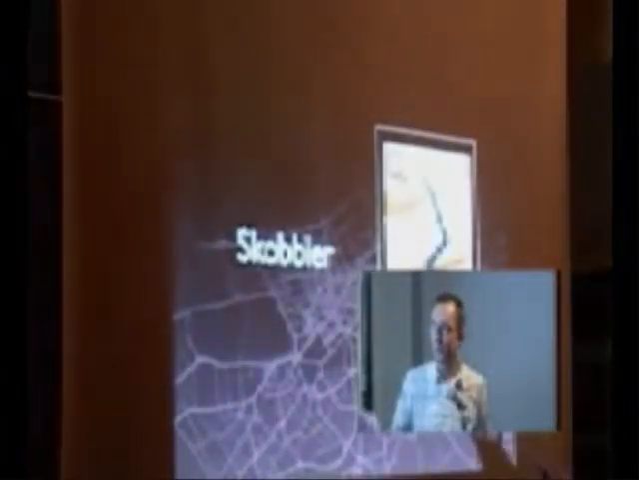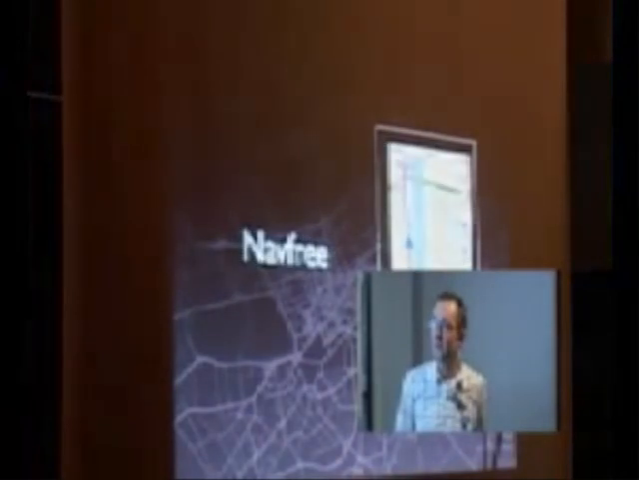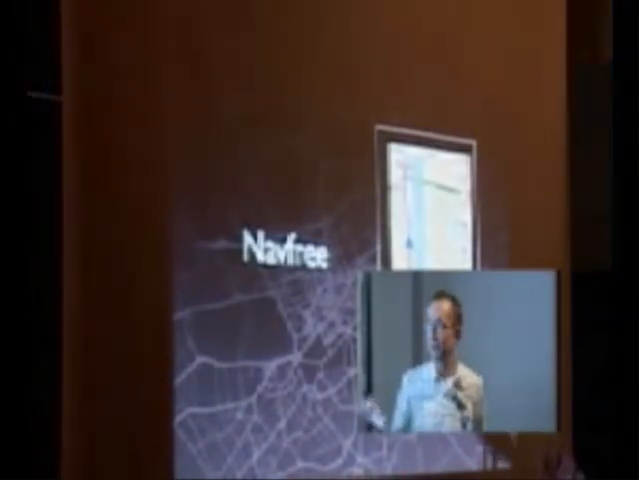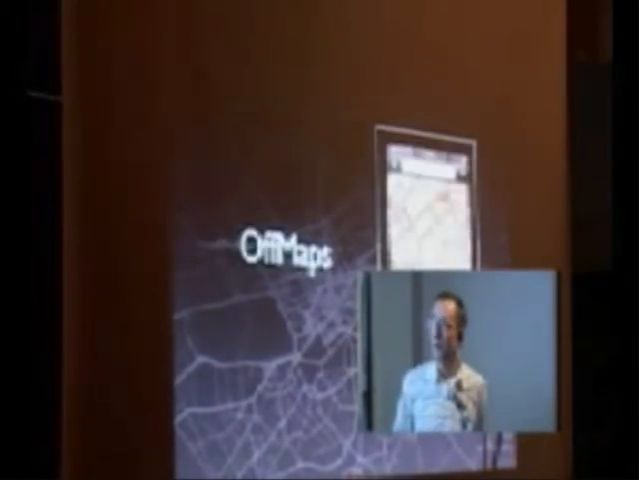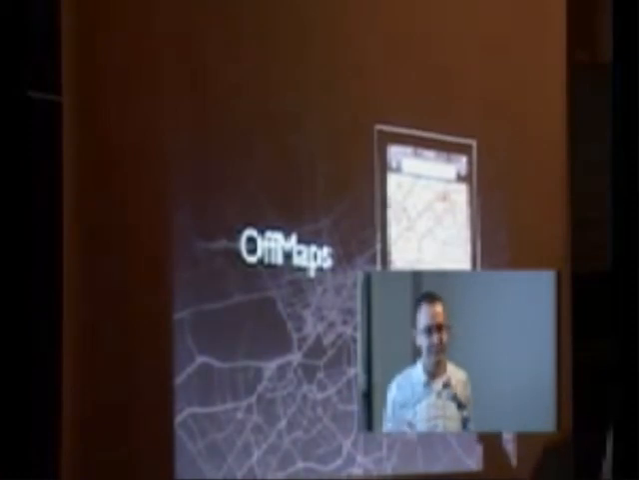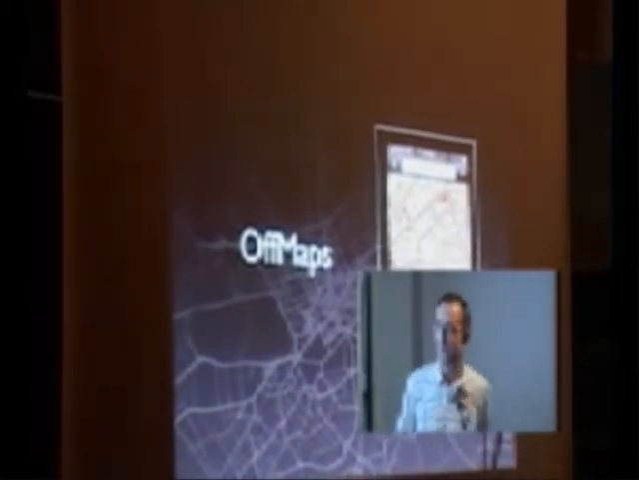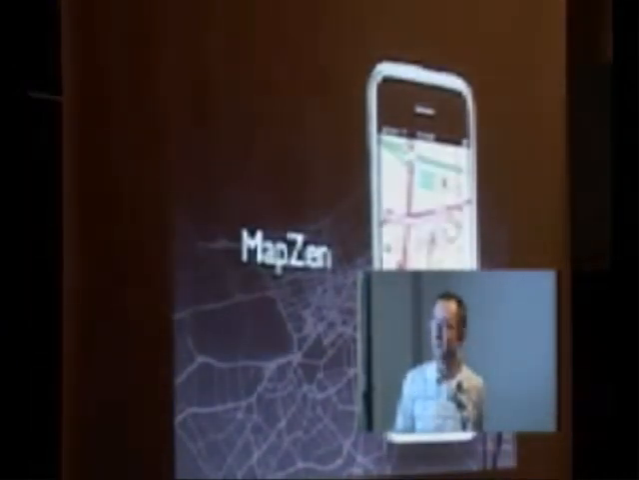Similarly for iPhone, Scobbler is available for that as well. Nav3 is another one, a sat-nav app, works just like a TomTom. OffMaps does the offline mapping thing. There's two versions of OffMaps, OffMaps and OffMaps 2. I would recommend the first version. And MapZen, again, is available for iPhone.